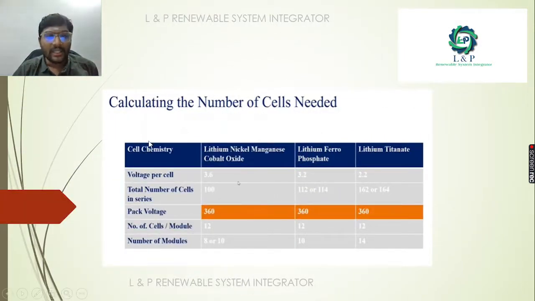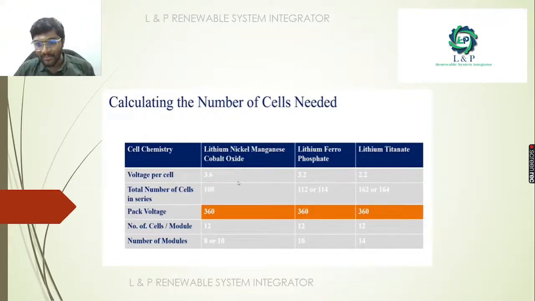See here, the entire voltage that we plan for the battery to prepare. Say for example, lithium nickel manganese cobalt oxide. Let us consider the pack voltage is 360, and the individual voltage per cell is 3.6. So 360 divided by 3.6 means we need 100 cells in series to create this battery pack.